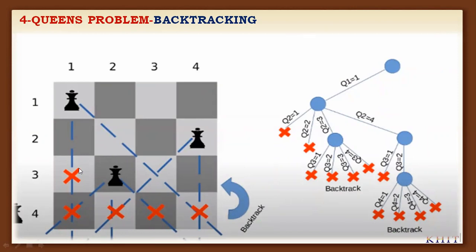So the third row also is not possible. These are full. So the third row also is not possible to place. Already one queen was placed. So the fourth queen cannot be placed here. So I need to do some rearrangement of placing the queens once again. Then once again I can apply the backtracking technique.